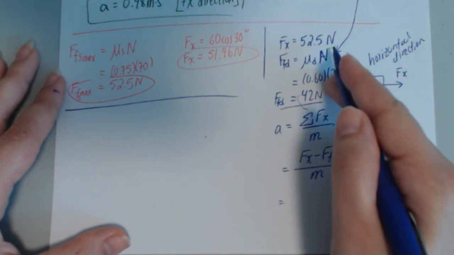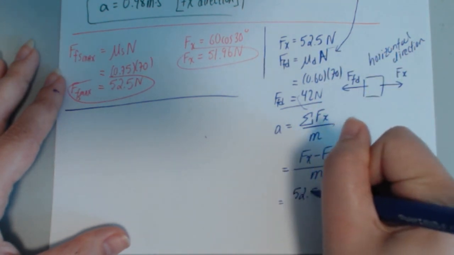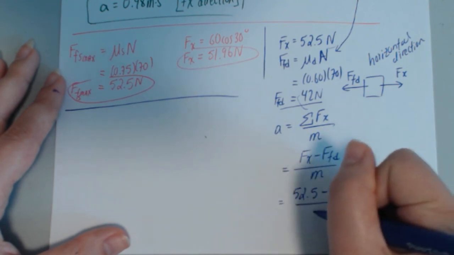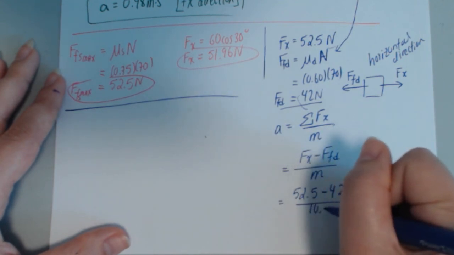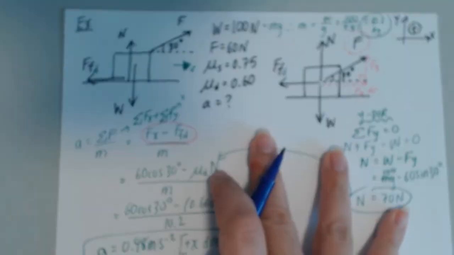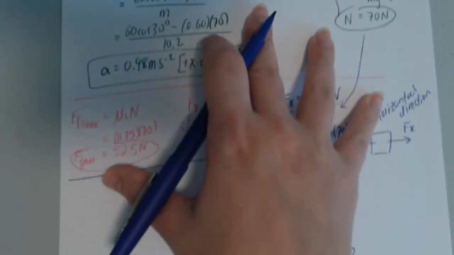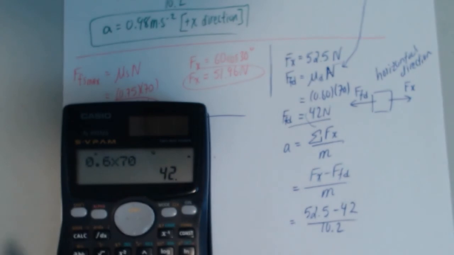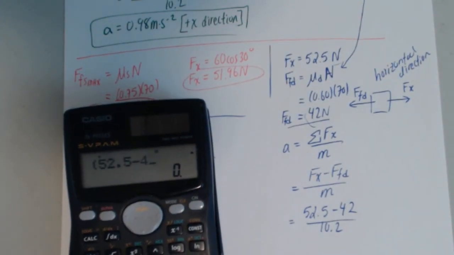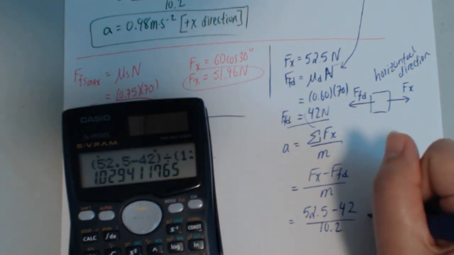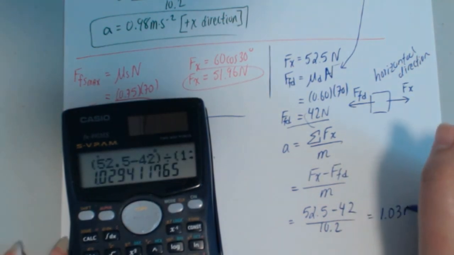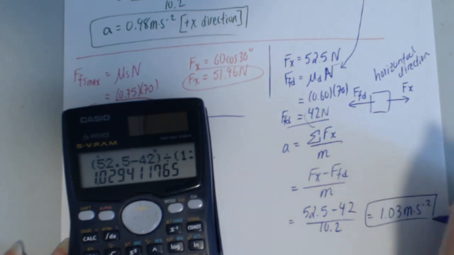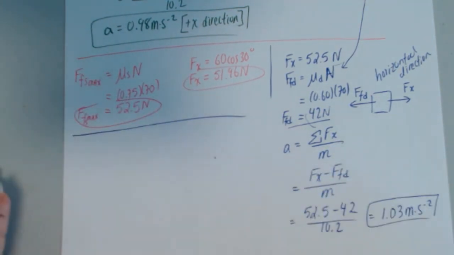So Fx is 52.5 minus FFD, which is 42, divided by mass, which we initially found in the problem to be 10.2, right? So 52.5 minus 42 divided by 10.2, that's about 1.03 meters per second squared. So that is the solution to this problem.